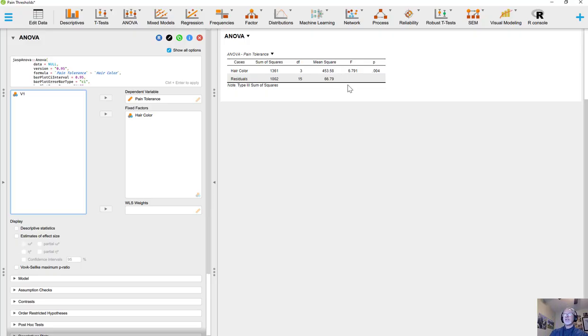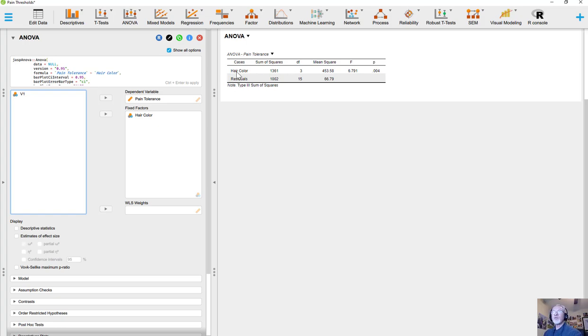It does the F-test, and this is a source table. I don't like that label, cases. On my own source tables, in APA format, I would put source, the source of your variance. But they put cases, so that's just a quirk of this program. For hair color, in most textbooks you would find between treatments or between groups, but here they're saying which variable defines the groups and calling it hair color. There's groups of people who differ by hair color.